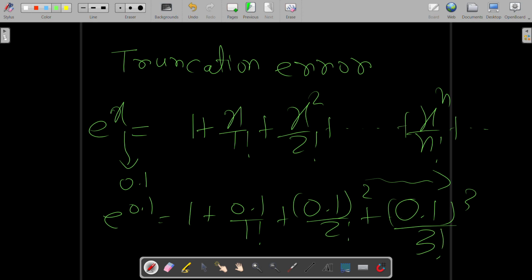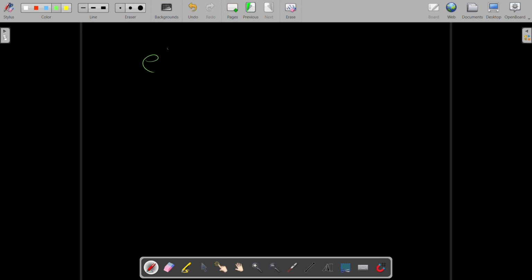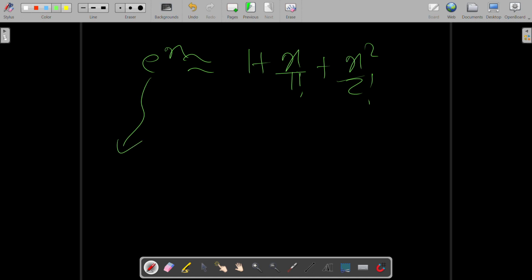Now we see that as we go to the next terms, the values become very small due to the higher power of the decimal value, and there is also an increasing value of the denominator. So in many cases we just take e to the power x as nearly equal to 1 plus x by 1 factorial plus x squared by 2 factorial, the first three terms. In this case there will be an error, because it goes away from the actual value, and this is the approximate value.